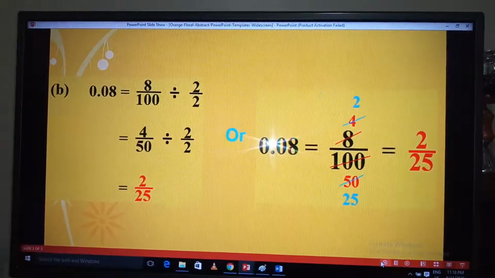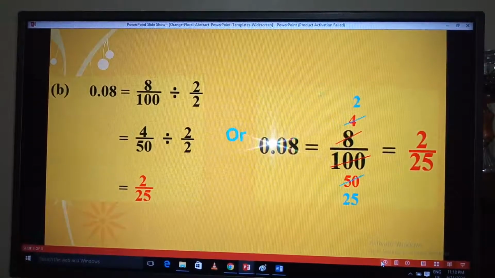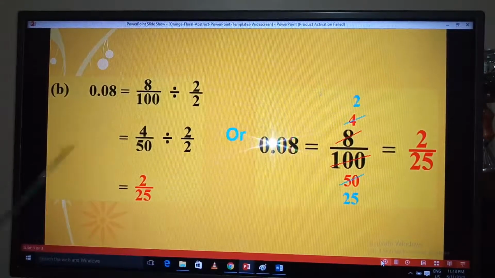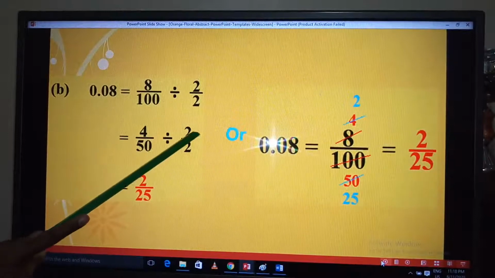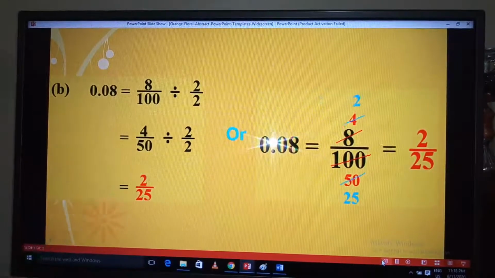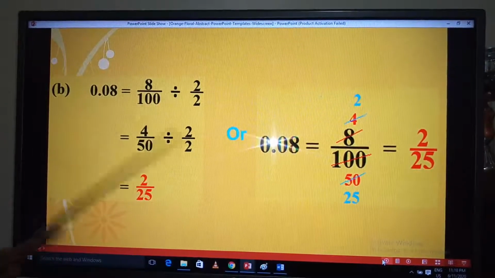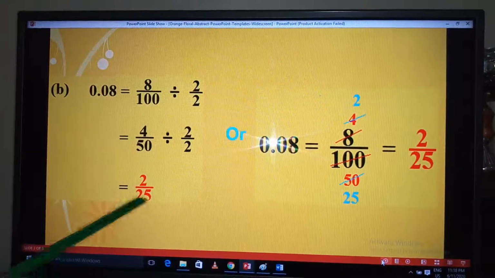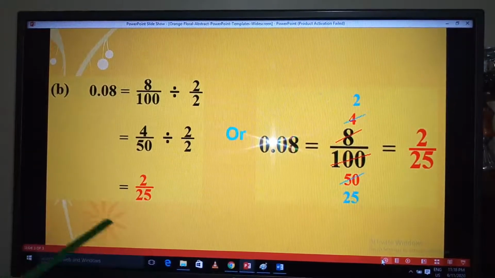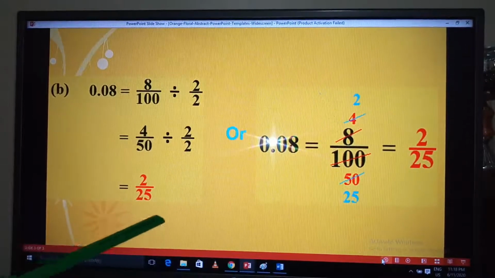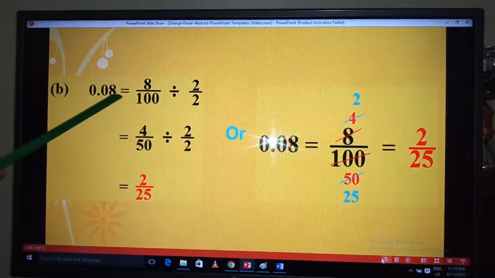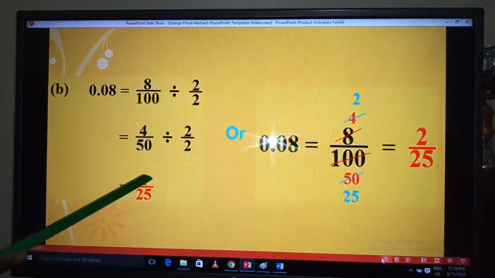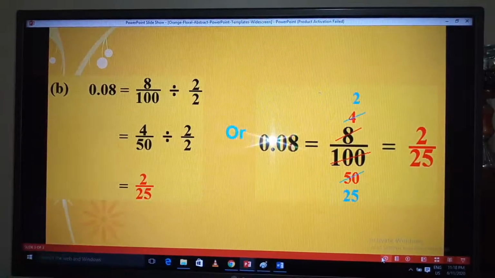Which number can divide both 4 and 50 without a remainder? And the number is 2 again. So pick 2. 4 divided by 2 gives us 2, and 50 divided by 2 gives us 25. At this point, we don't have a number that can divide both 2 and 25 without a remainder, so we stop there, and 0.08 written as a fraction in its simplest form is 2 out of 25.